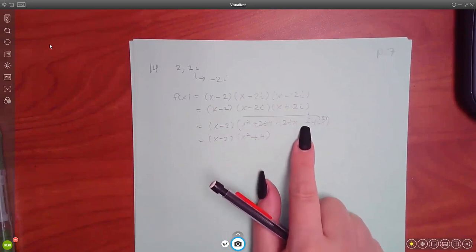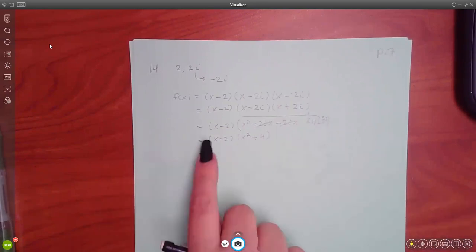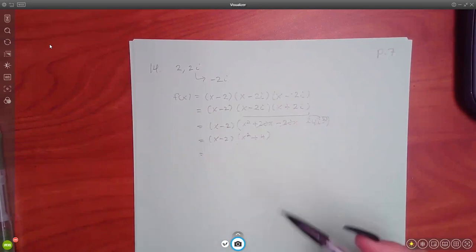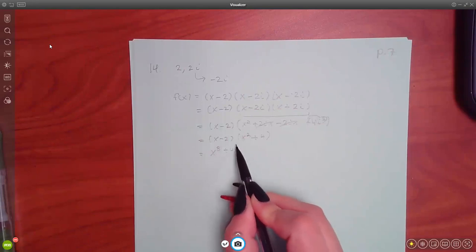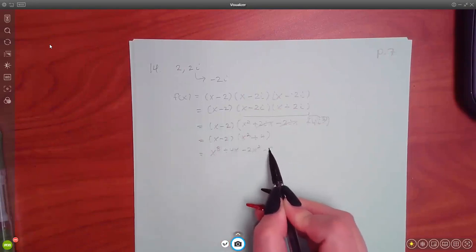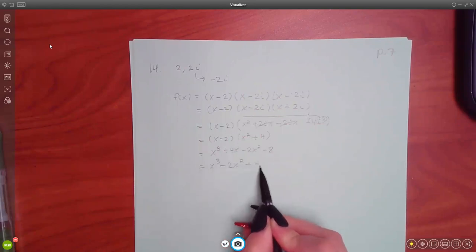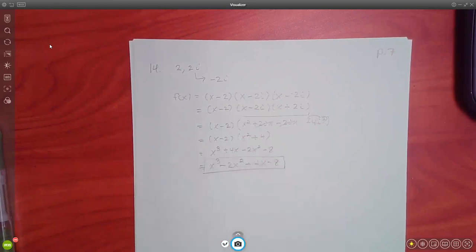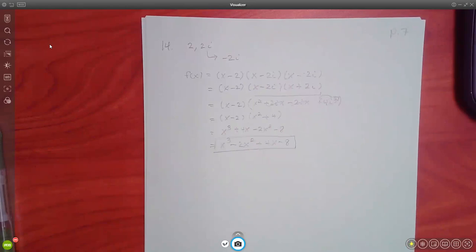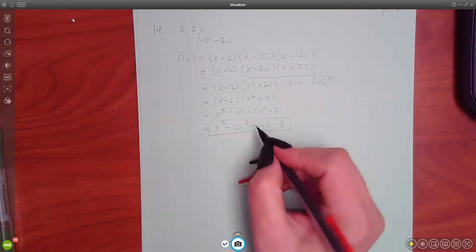Okay. And then last, I don't have coefficients yet because it's not expanded all the way, right? So you have to keep going. So we're going to distribute this. And then just write it in the correct order. And that's the polynomial with all real coefficients. There's no i's in any of those coefficients. It's a plus sign.